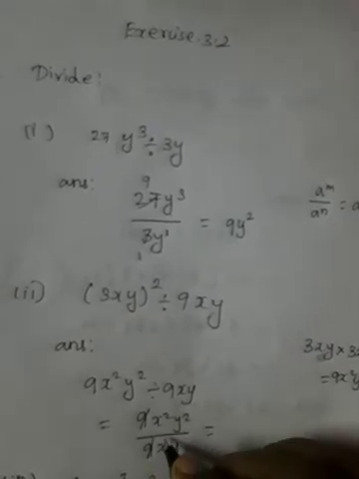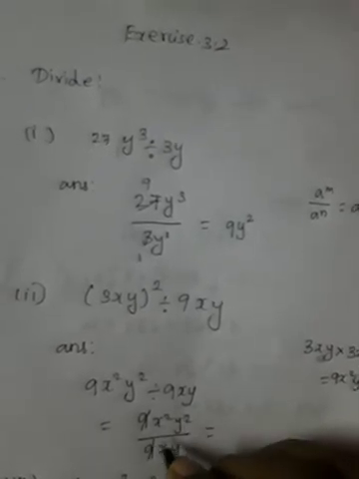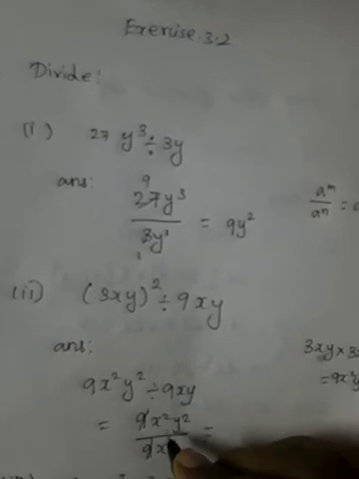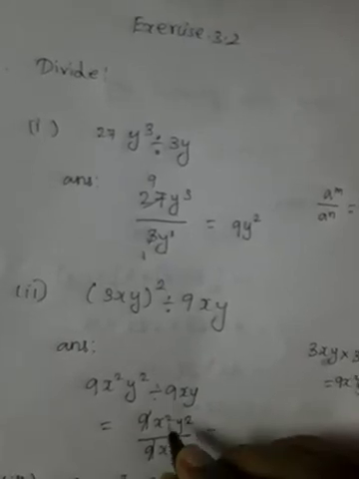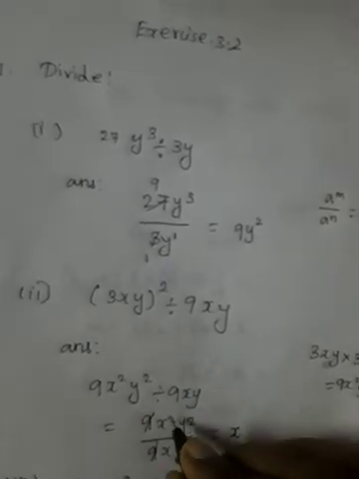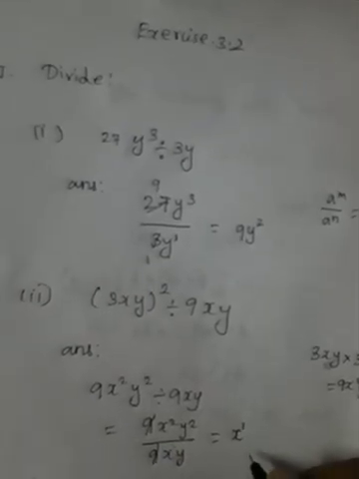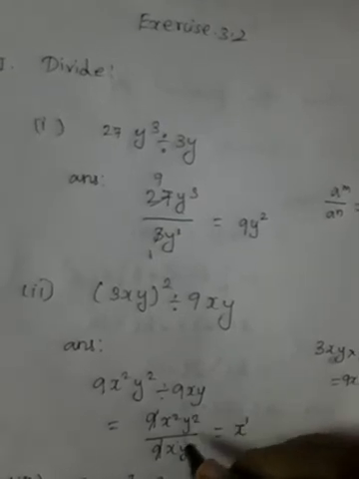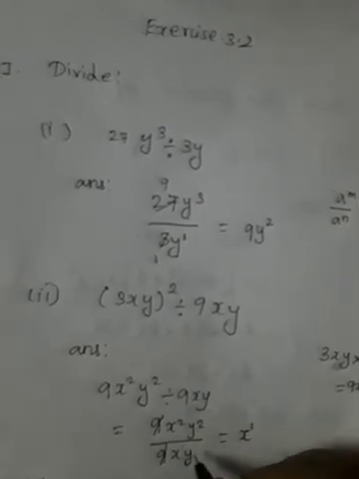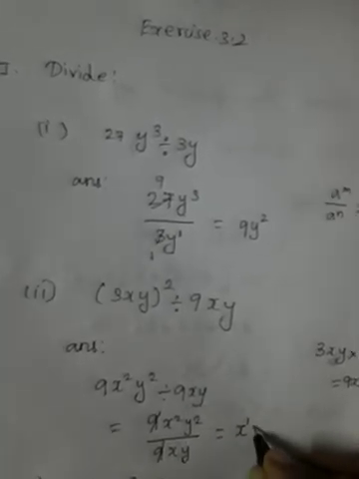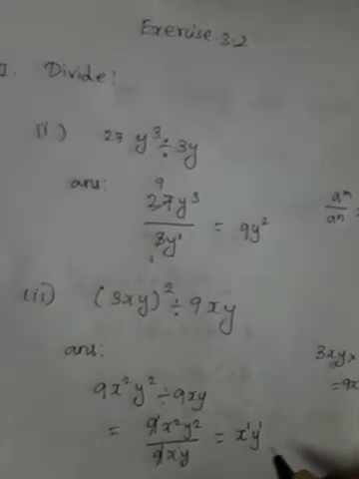X square, if there is no power, 1. So x square divided by x power 1. If it is in division, what you have to do? Do the subtraction. So x power 2 minus 1 is equal to 1. 2 minus 1 is equal to 1. Then y square divided by y. So y power 2 minus 1 is equal to 1.